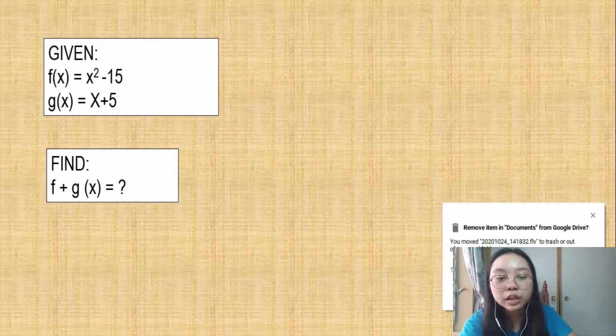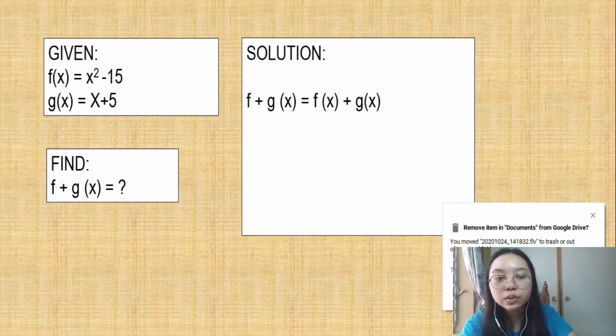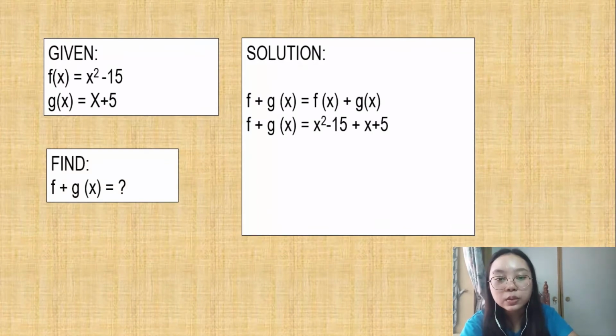If we are to look for our f plus g, we are simply adding our f of x and g of x. Since we know the values of our f of x and g of x, we are now going to substitute the values and perform the addition process. So we have the value of f of x, x squared minus 15, and the value of g of x, x plus 5. Now, combining like terms: when we say combining like terms, we're going to add or subtract those components with the same variable and those with the same exponents, and so with the constants. So we have x squared minus 15 plus x plus 5.